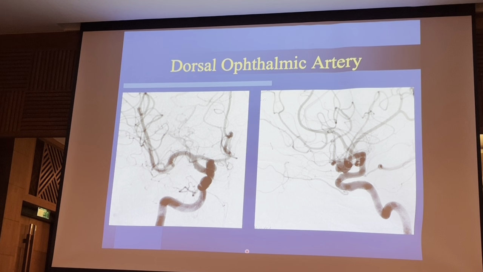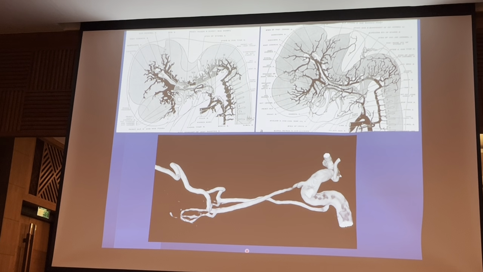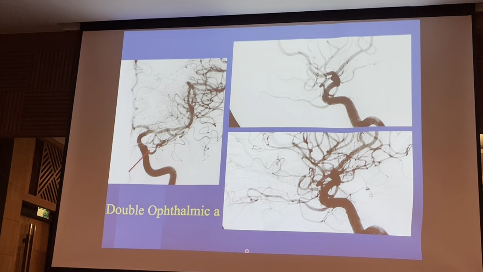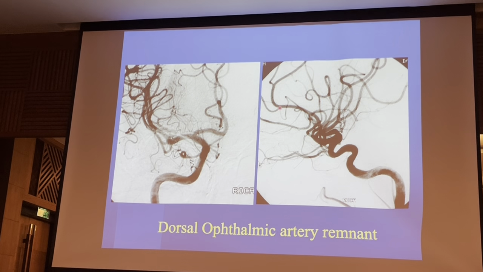We discussed the dorsal ophthalmic artery already in detail, and this is a double ophthalmic artery. You saw it, okay? Variations can occur, and this is a dual ophthalmic artery. You can see both. Okay, I showed you these pictures already.